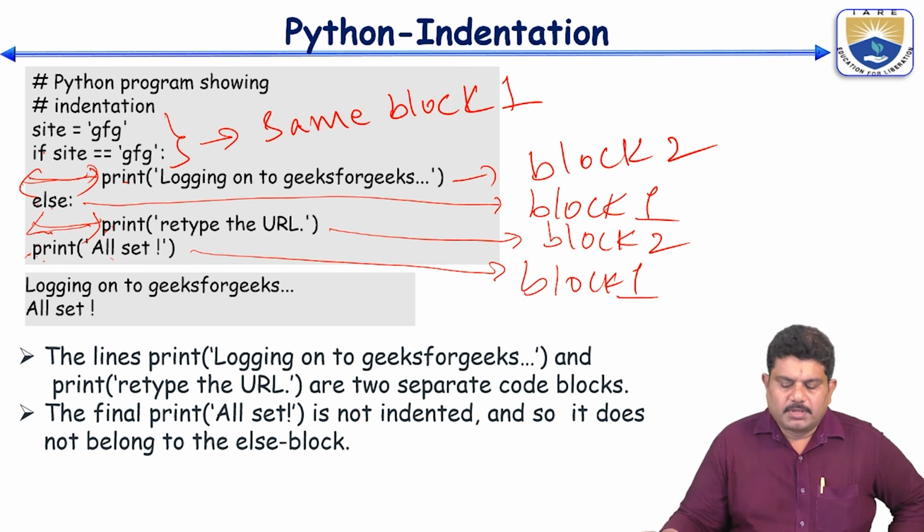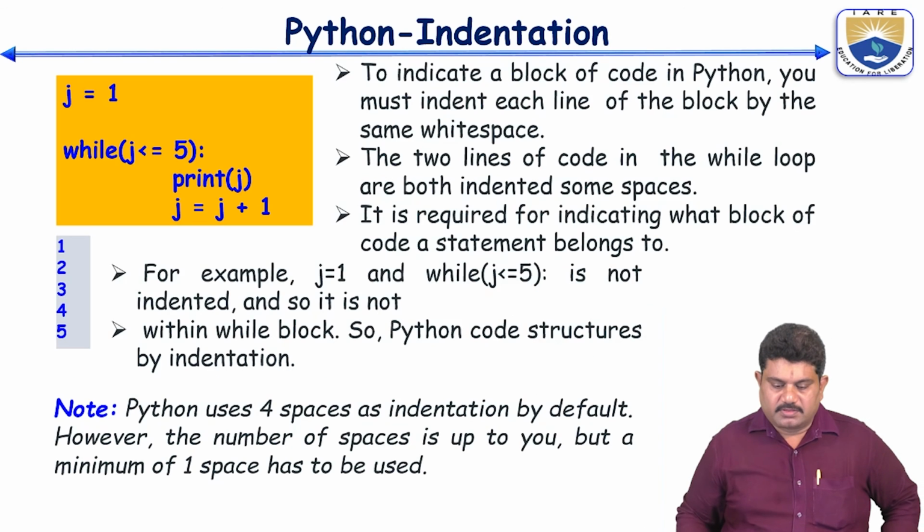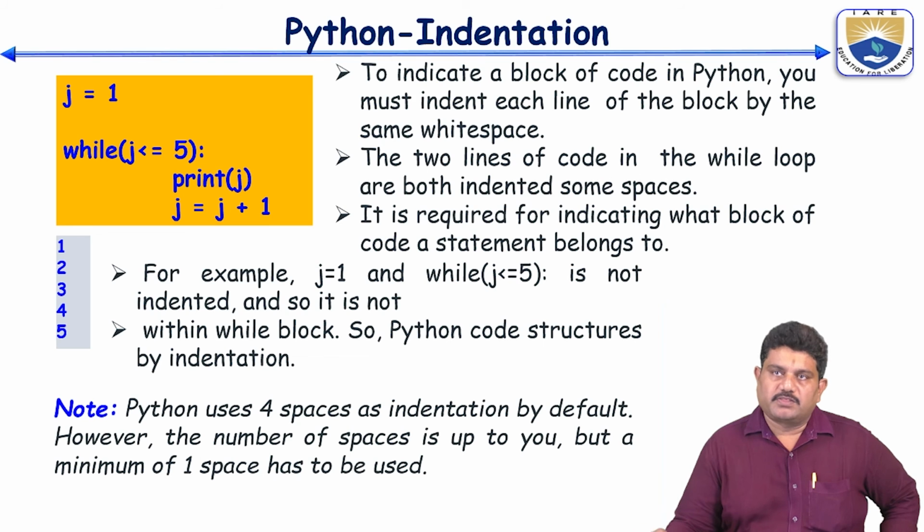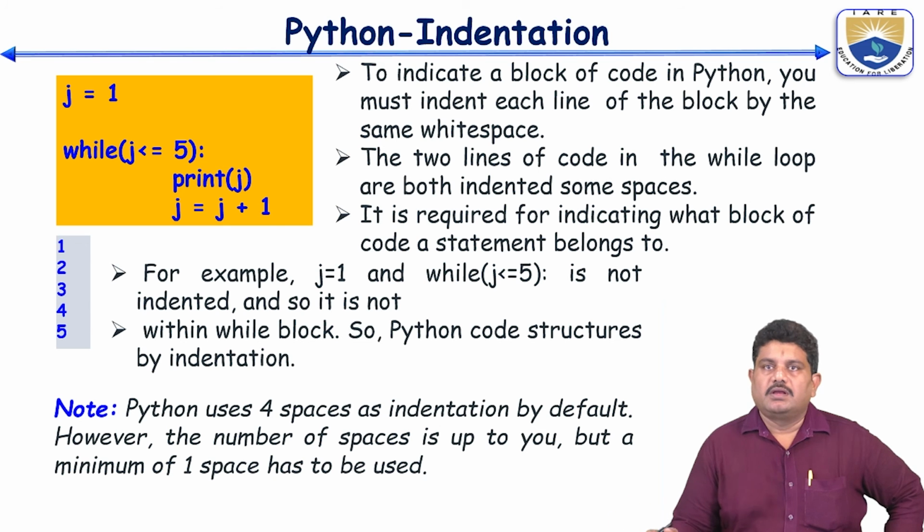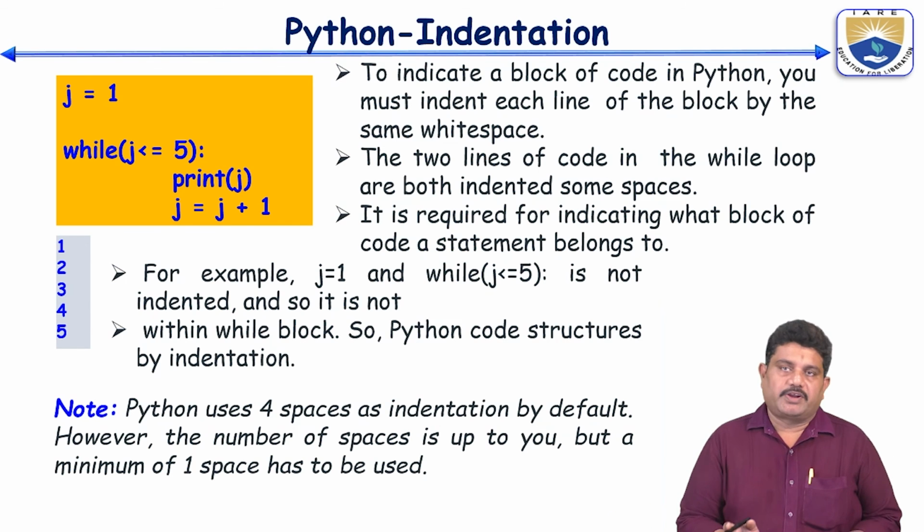Generally, for indentation, Python takes 4 white spaces. By default, Python takes 4 white spaces for indentation. But if you want, you can change it. You can give 5 or 6. But you should have a proper idea while giving the white spaces.